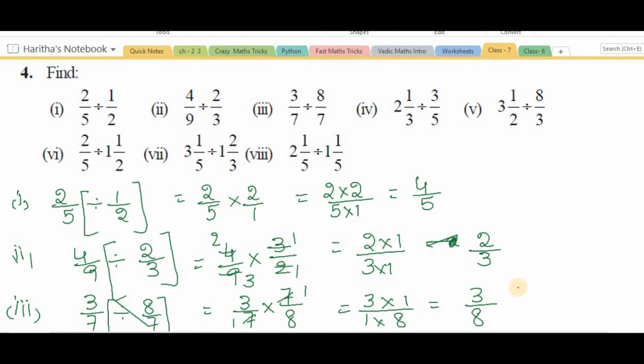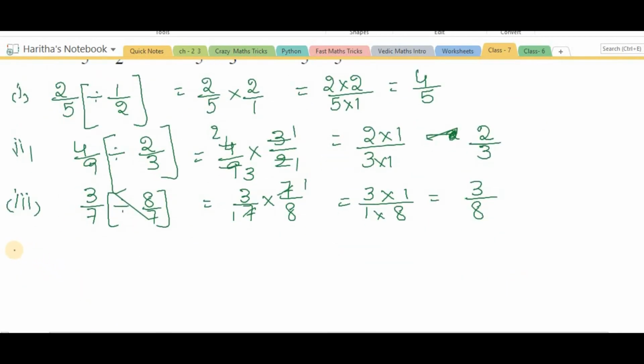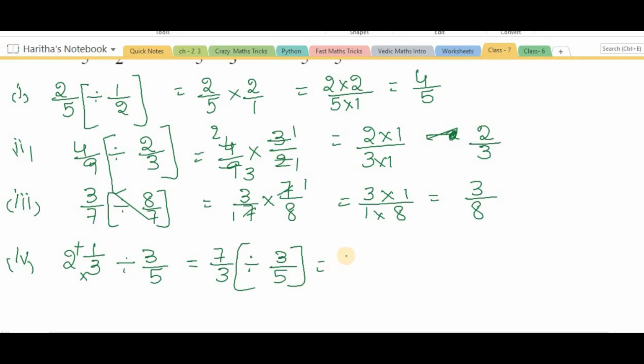Now in the same way, we'll move on to the next question, that is 2 1 by 3 divided by 3 by 5. So first we will change this mixed fraction into an improper fraction. 2 3s are 6 plus 1, 7 by 3 divided by 3 by 5. Now take the reciprocal of this 3 by 5. So the reciprocal of 3 by 5 is nothing but 5 by 3. And there are no cancellations for numerators and denominators, and no common factors. So simply go for multiplication. 7 5s are 35, 3 3s are 9.